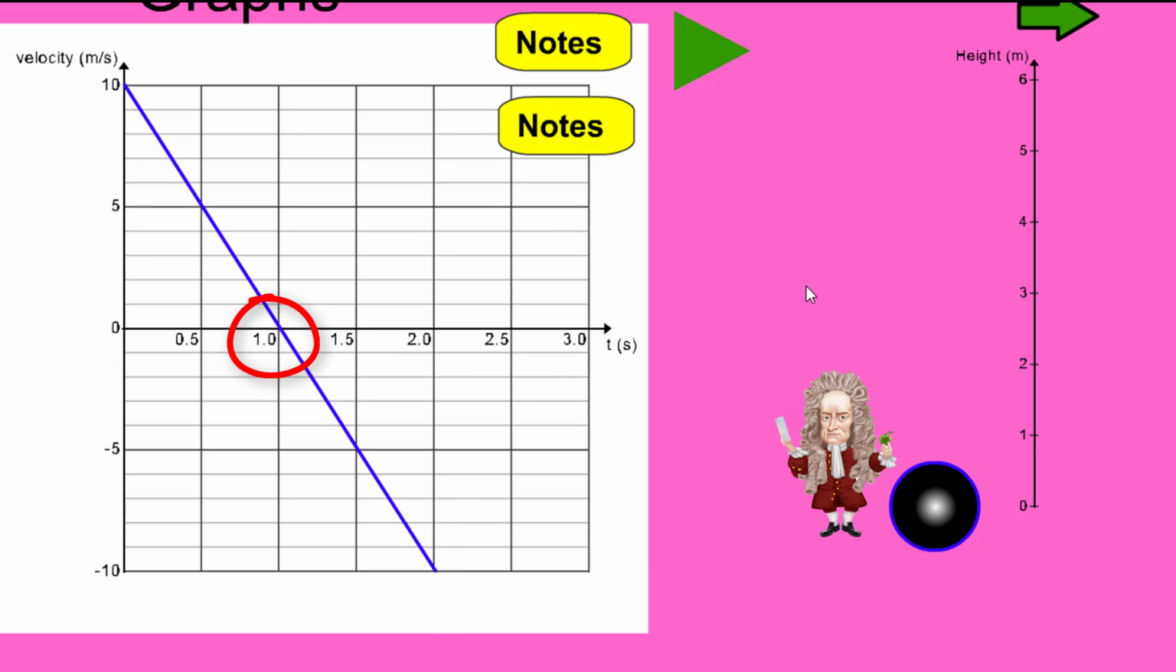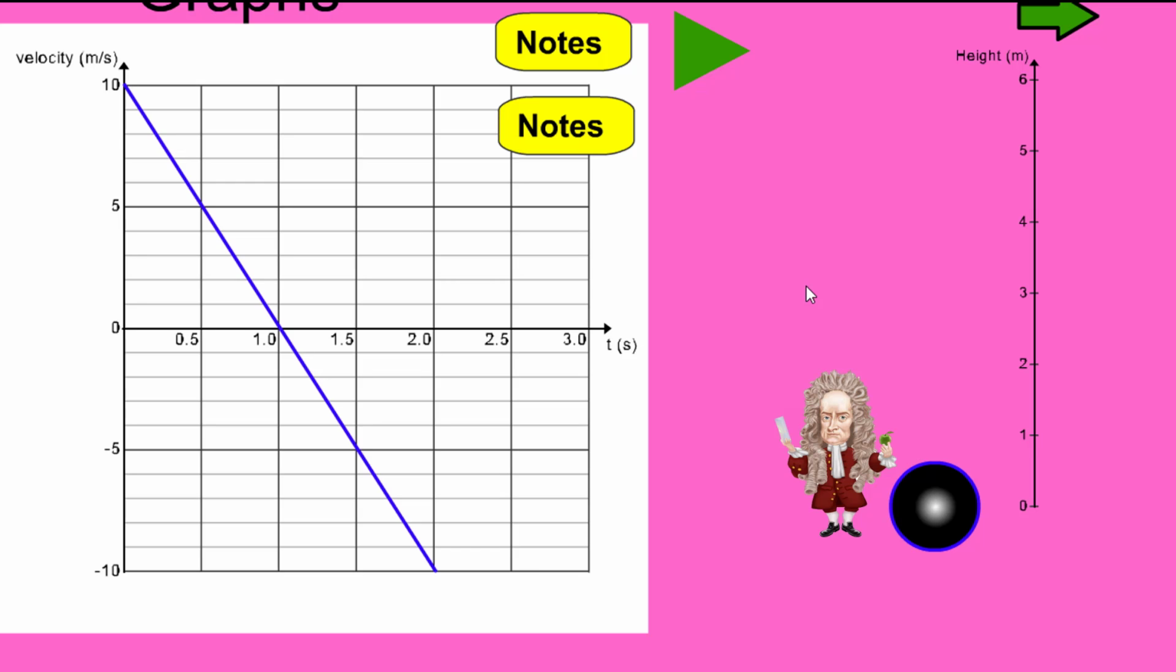At 1 second, we should note that the ball actually had no velocity. And after 1 second, its velocity is down the way, and that's why the graph goes below the timeline into the negative region of the velocity. Remember, velocity is a vector.